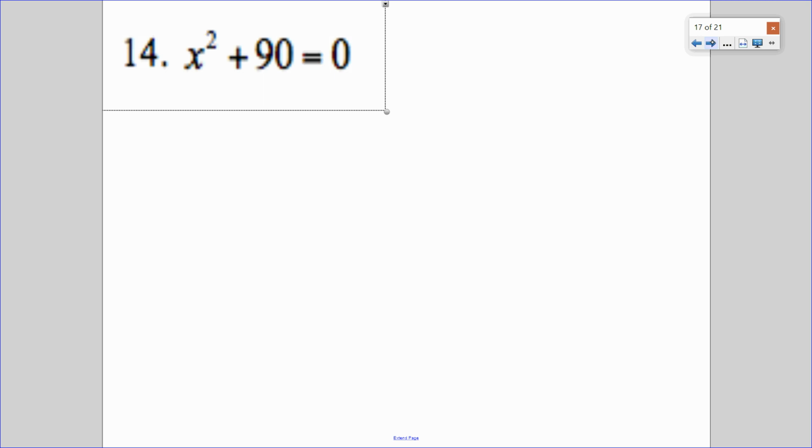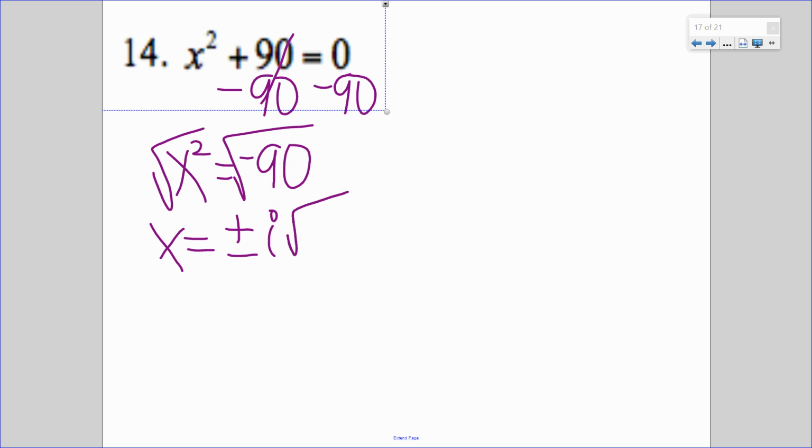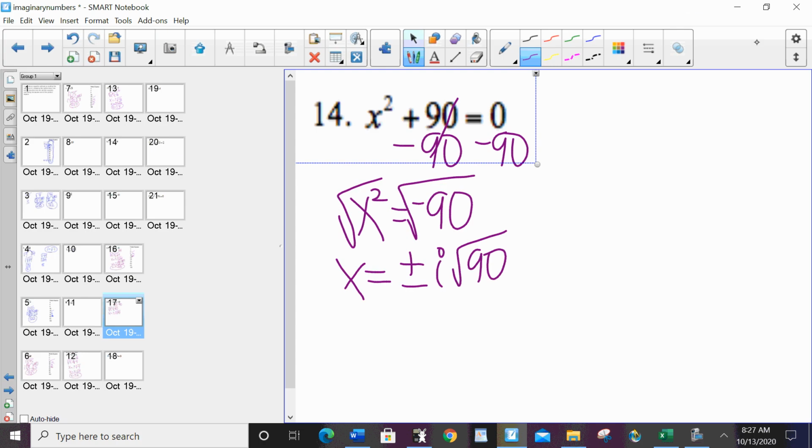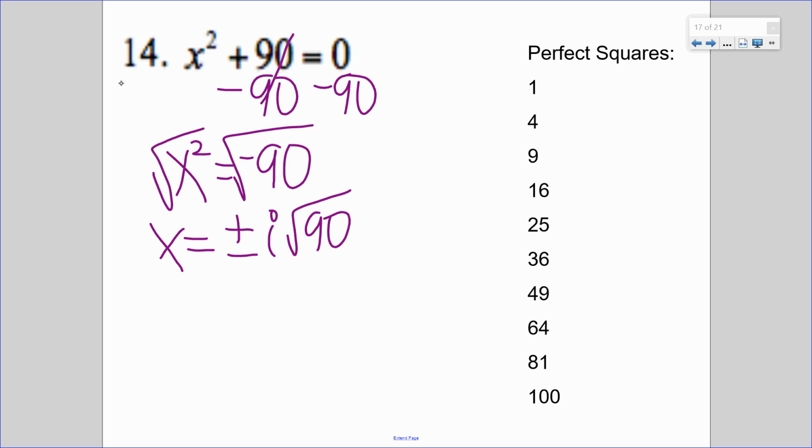So to solve for x squared, I'm going to start by subtracting 90 from both sides. That gives me x squared equals negative 90. Then to get rid of the squared, I take the square root of both sides. When I take the square root, it's plus or minus. To get rid of the negative inside the radical, it becomes an i and goes outside. Now 90 is not on my list.